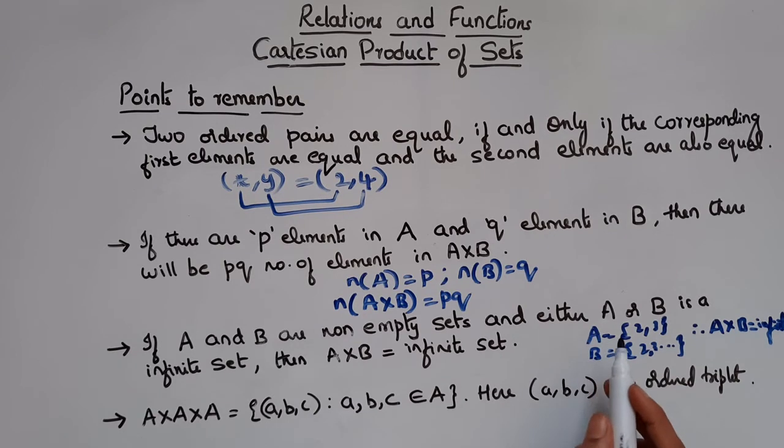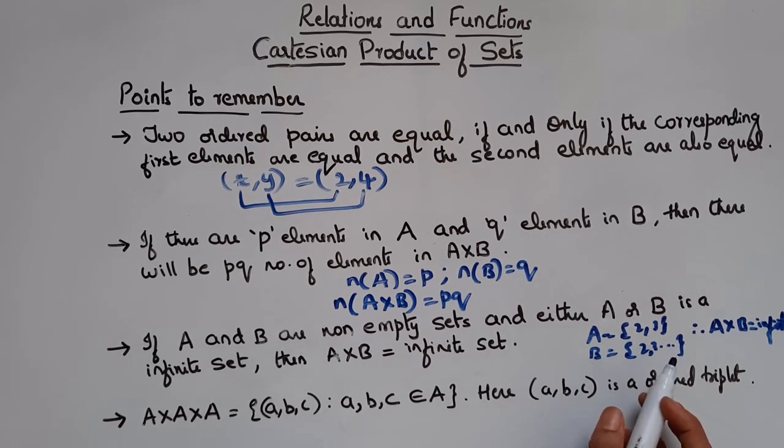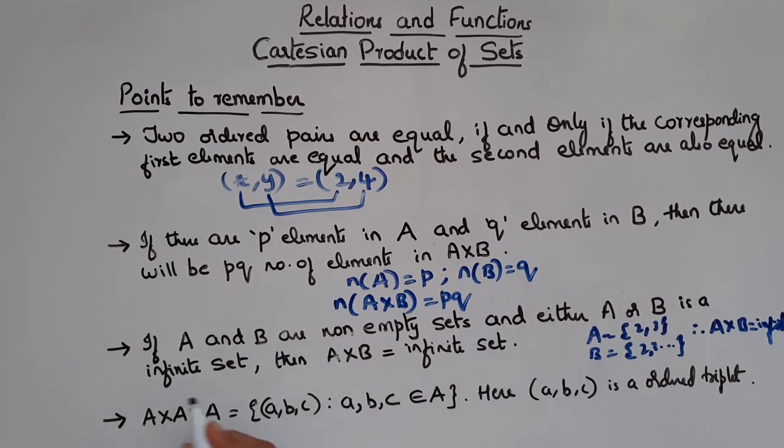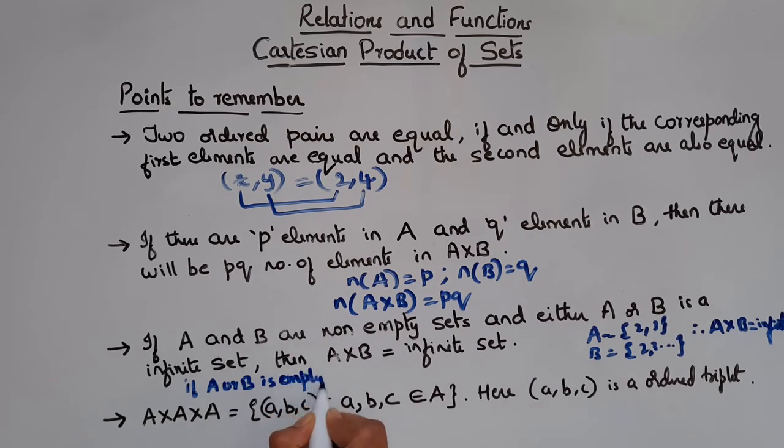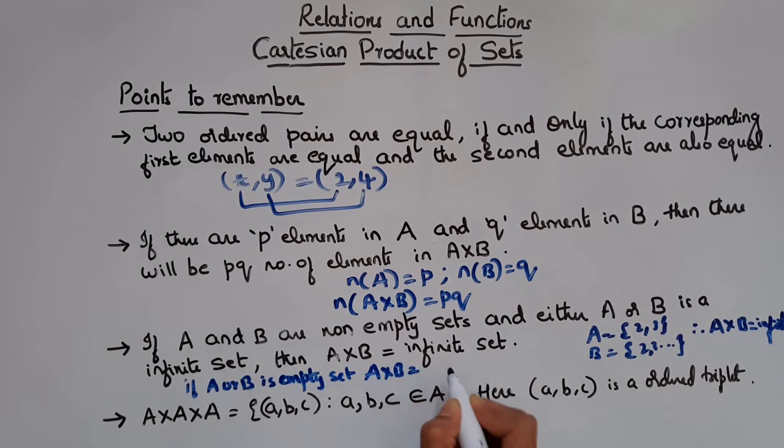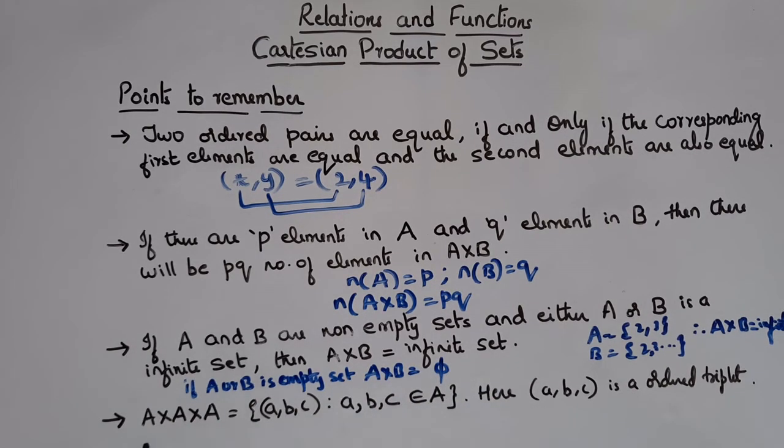On the other hand, if either set A or set B is a null set or an empty set, then what will be A cross B? In that case, A cross B will be an empty set. So let me write here, if set A or set B is a null set or an empty set, then A cross B is also an empty set. Now let's see the last point.